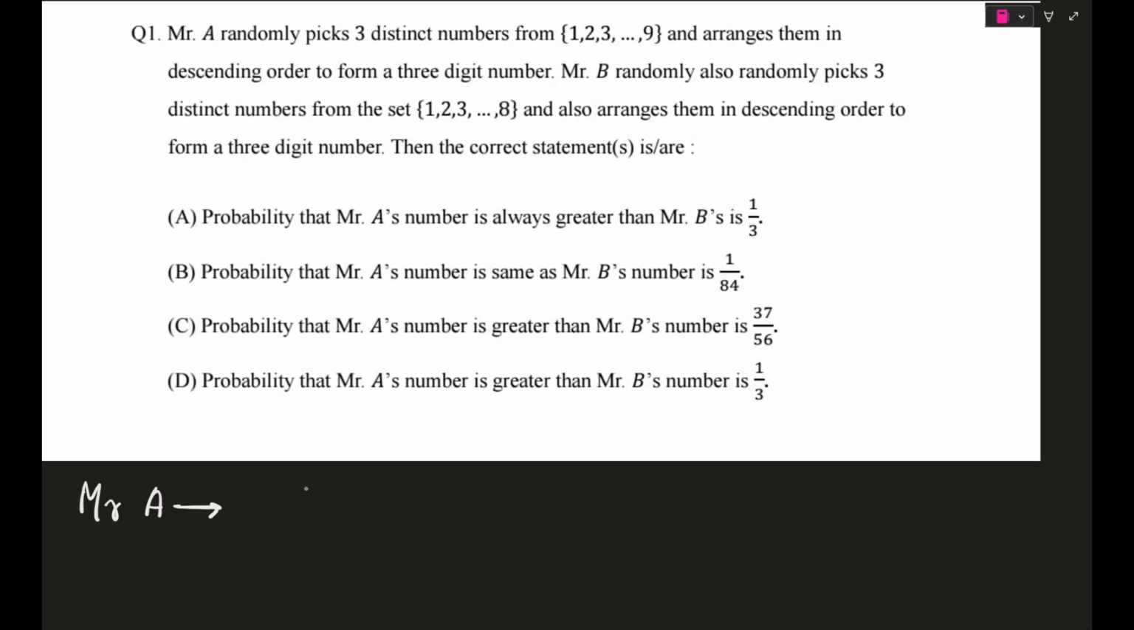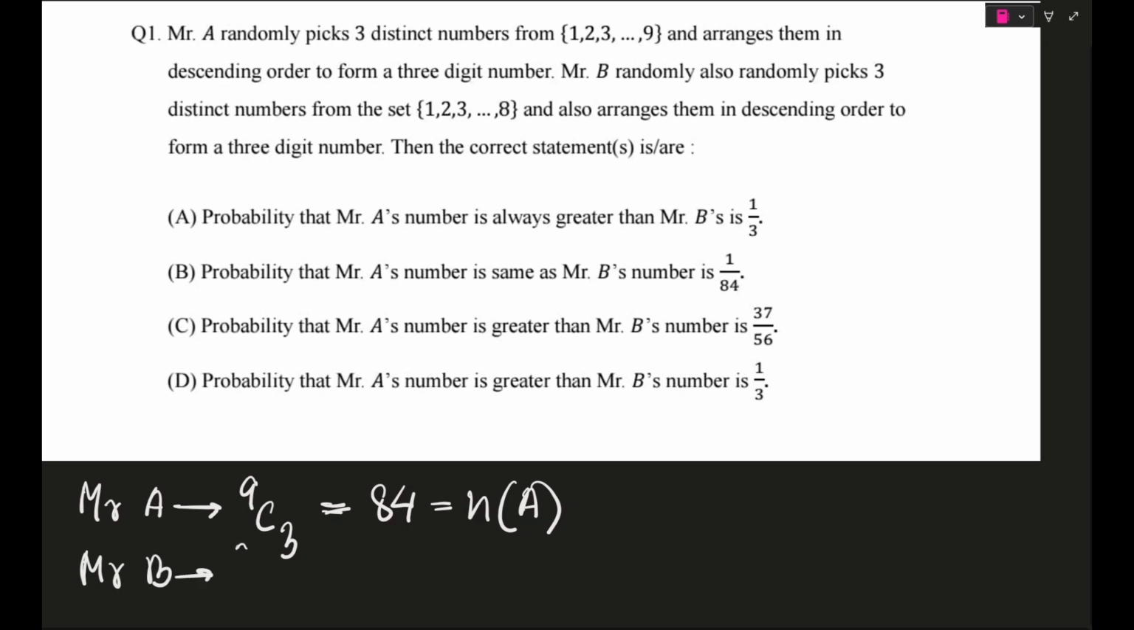So basically, Mr. A will have 9C3, which will come out to be equal to 84. Just calculate. This is nothing but your N of A. And in case of Mr. B, who picks up three numbers from 1 to 8, it will be 8C3, which is equal to 56, or N of B. So basically this is NA and NB, and now we want the total sample space.